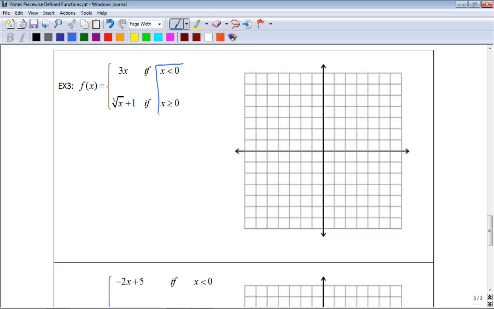Well, it looks like my change of behavior value is 0. So then I have to figure out what happens for my top equation at 0. Well, when I plug in 0 at the top equation, 3 times 0 is 0, the y value I get is 0. Then again, plug it into the bottom equation. Well, the cubed root of 0 plus 1, the cubed root of 0 is 0, and 0 plus 1 is 1. So in the bottom equation, when I plug in 0, my output or my y value is 1.